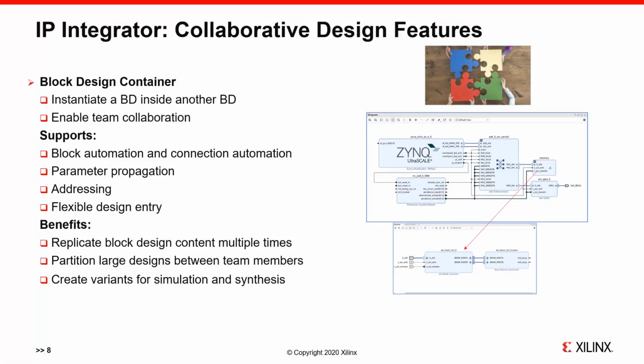Under collaborative design features for IPI, this time we are introducing block design container. This feature enables you to instantiate one block design inside another. The primary applications include duplication of logic or creating design partitioning or variants of the design. The key here is that all the functionalities are achieved without compromising the support for block automation and connection automation, parameter propagation, addressing, and of course, we still support various design styles.